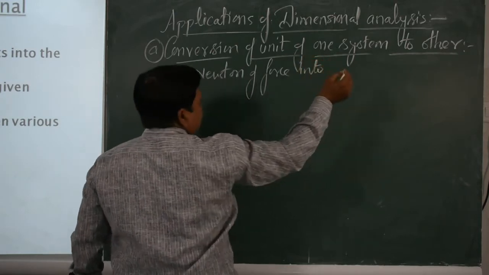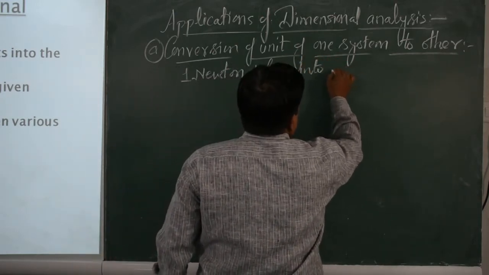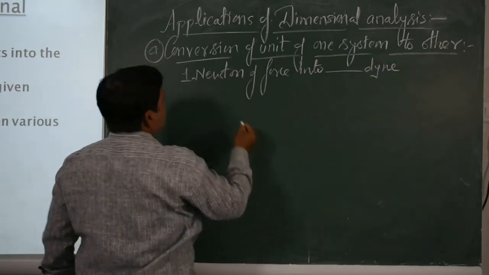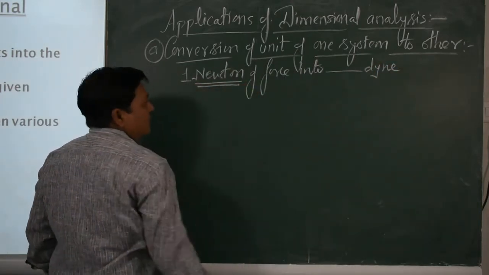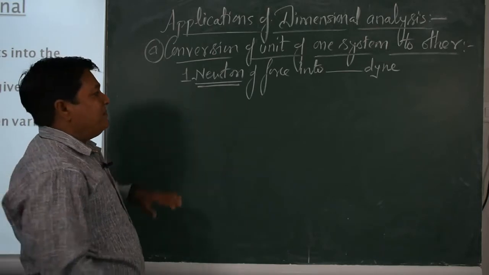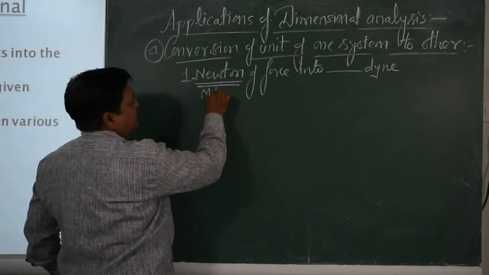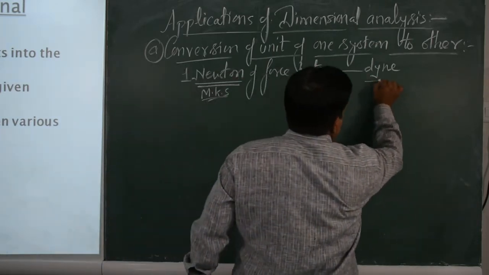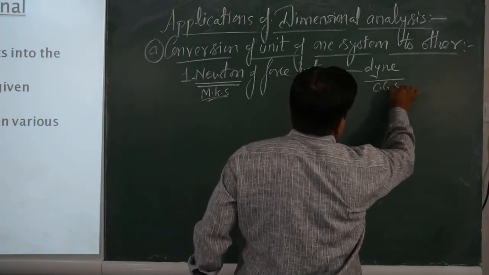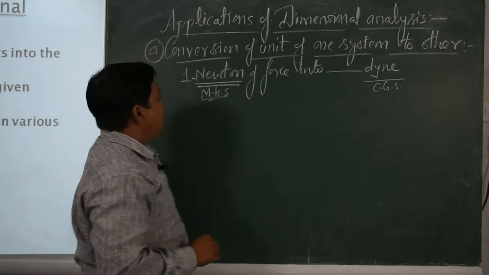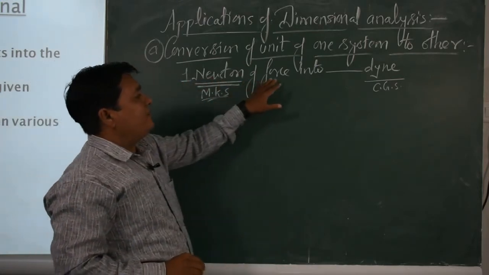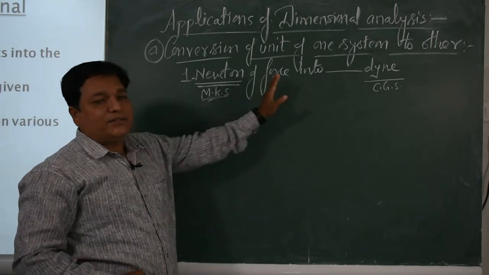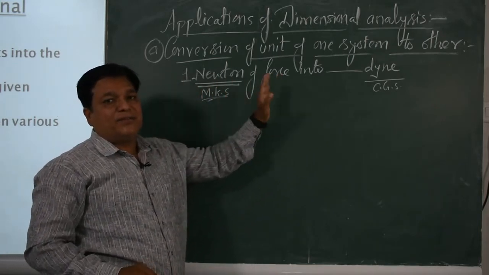Into how many dynes? Newton is the unit of force in the MKS system, and dyne will be in the CGS system. So we have to find out in 1 Newton of force how many dynes are there. We'll try to convert this unit from MKS to CGS system.